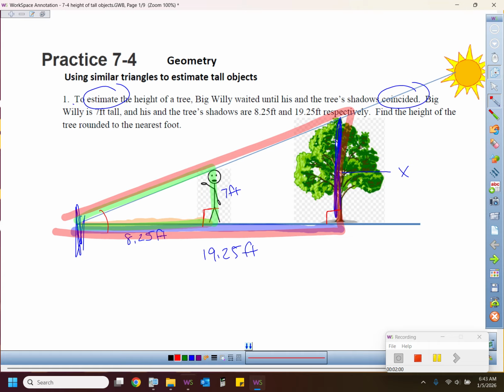And what we'll do is a scale factor. I know these two sides correspond to each other, and I'm going to do big over little. So I'm going to do my scale factor of 19.25 over 8.25, and I don't care about reducing that one bit. We're just going to leave it like that, and that's going to be proportional to, if we do big over little, X over 7, because these sides correspond to each other as well. So we'll do a little cross multiplication.